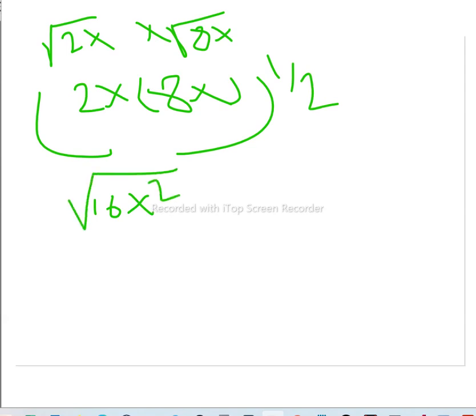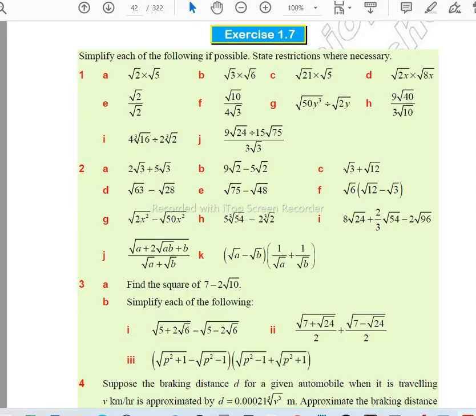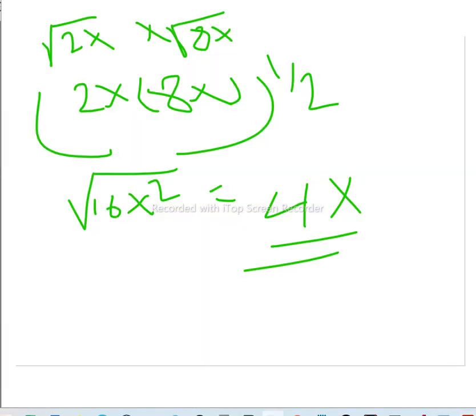This will be the power of 1 over 2, which means the square root of 16x squared. So this is 4x. 4x is the final answer for this equation. We will do the next equation. Now we will do part E. It is the same kind of question, a very simple question.